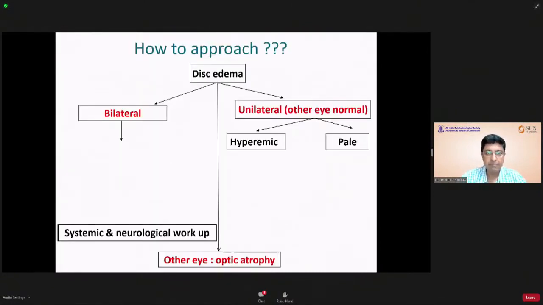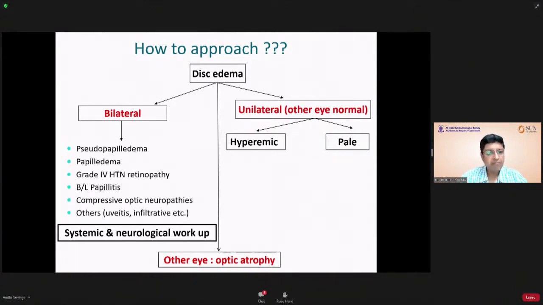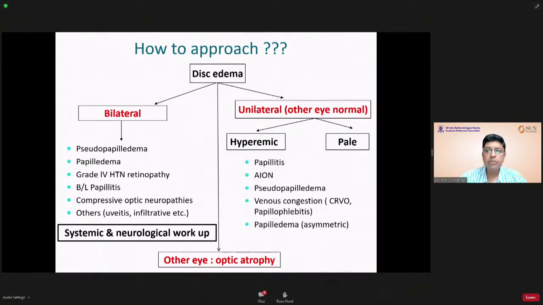So if you have a patient with disc edema, we've talked about unilateral and bilateral. For bilateral, the most common causes are pseudopapilledema, papilledema, grade 4 hypertensive retinopathy, and occasionally bilateral papillitis, which is not so uncommon in our settings. Compressive optic neuropathies have been discussed, and others like uveitis and infiltrative causes have also been mentioned in the discussions previously. The most important thing when you're looking at bilateral is that they require a systemic and a neurological workup to come to a diagnosis.